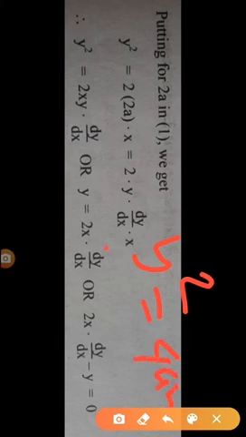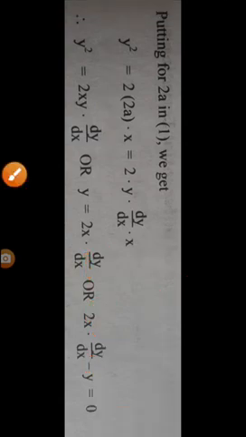It can also be written as 2 into 2ax, which means 4x can be written as 2 into 2ax. Therefore y square equals 2 into 2ax. Now from equation 2, the value of 2a is y into dy by dx.